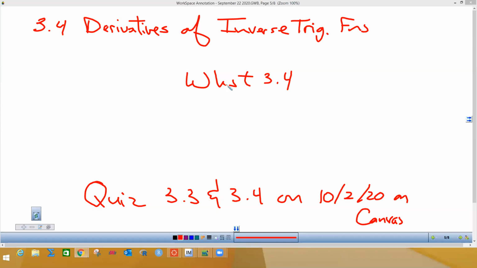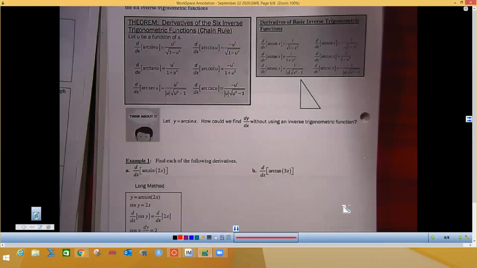All right, these are the notes for 3-4. This is the derivative of the inverse trig functions. And this is not on the AP test a whole lot, but it is on there sometimes. One or two questions at the most.